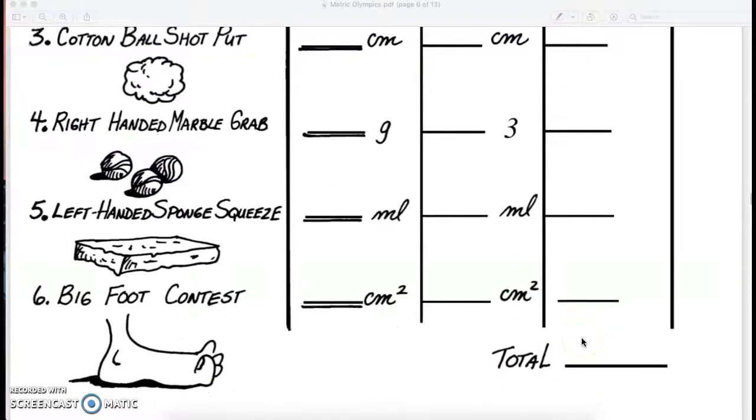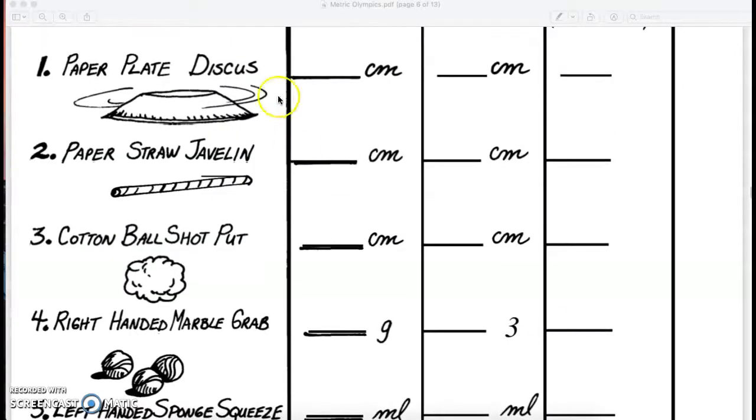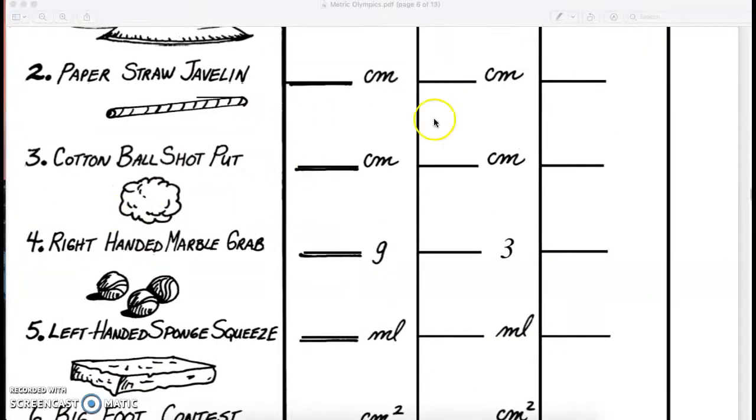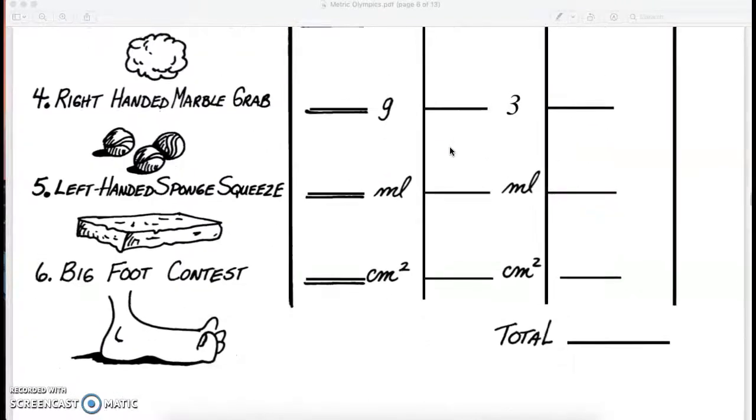When you're done with that for today, I want you to take a picture of this scoring sheet or the scoring sheet that you made because you didn't print this off, and share it to me on Seesaw. Best of luck, and I hope everyone enjoys our mini metric Olympics.